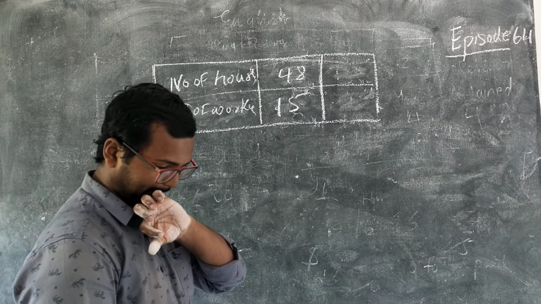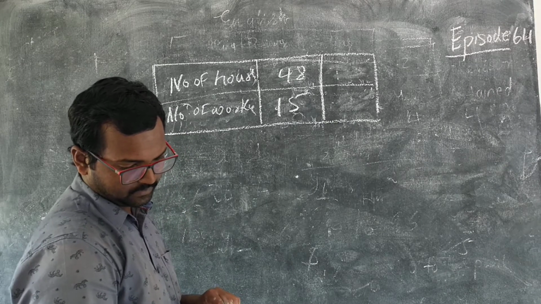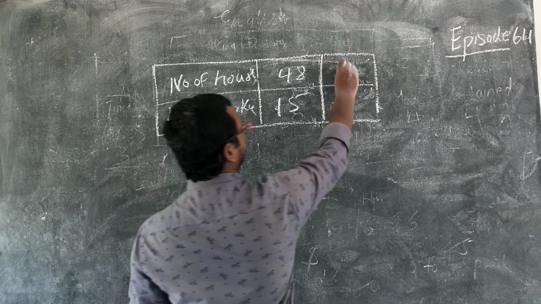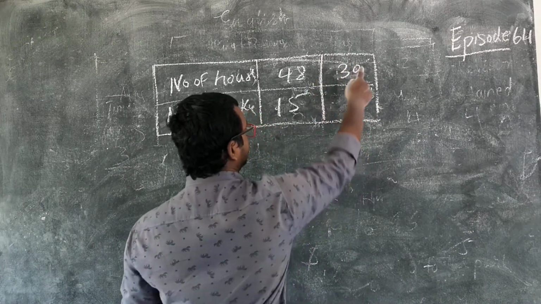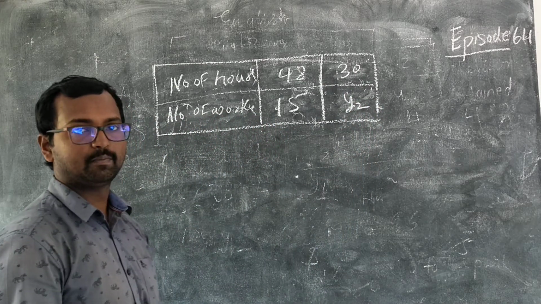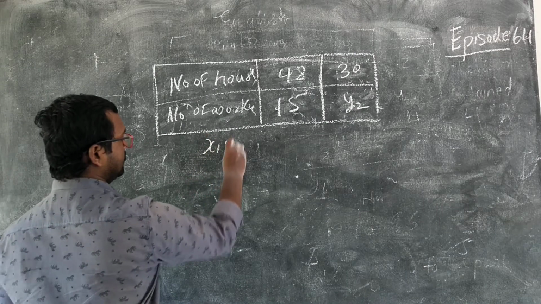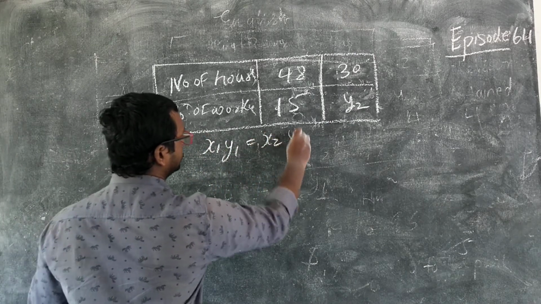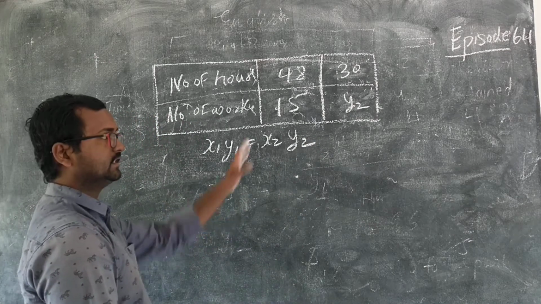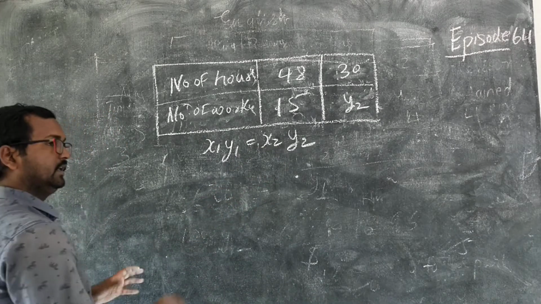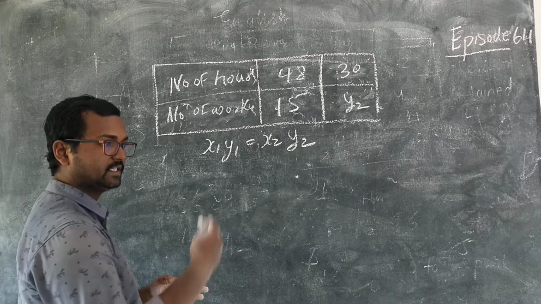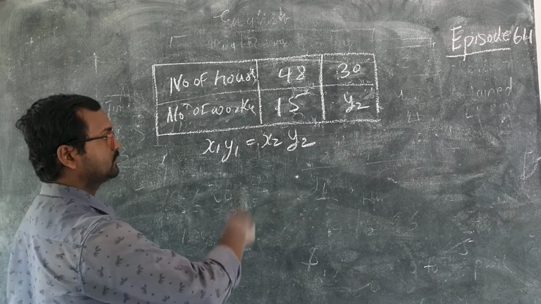Next is how many workers will be required to do the same work in 30 hours? X1, Y1, X2, Y2. So obviously it is going to require more number of people. So here we will apply X1, Y1, X2, Y2, inverse proportion. Okay, in direct proportion it increases, in inverse proportion, whenever something is increasing the other will reduce, or if it is decreasing the other value will increase, that is inverse proportion.